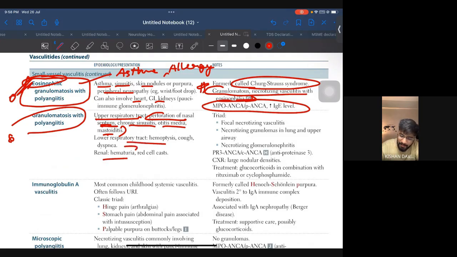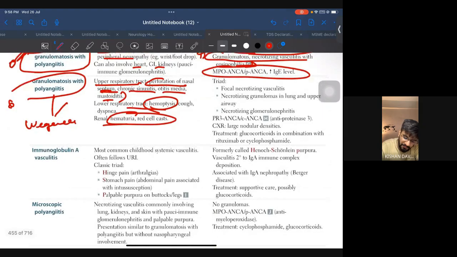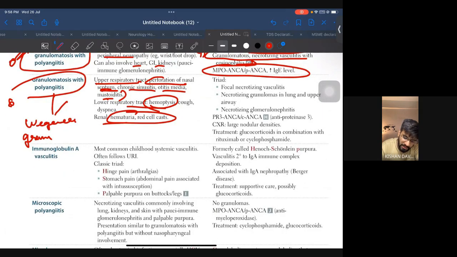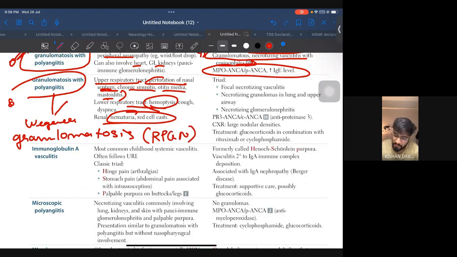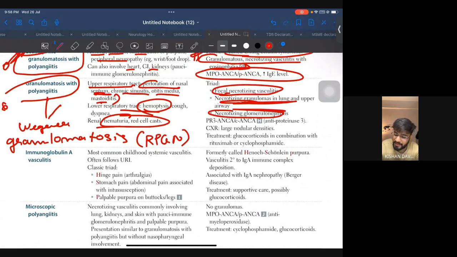One important thing, there will be hematuria and hemoptysis because it will be associated with Wegener granulomatosis, and we have done this in, I think, RPGN, rapidly progressive glomerulonephritis. Okay, so इसमें ट्रायड देखते हैं. Necrotizing granulomas present, focal necrotizing vasculitis and necrotizing glomerulonephritis, RPGN.